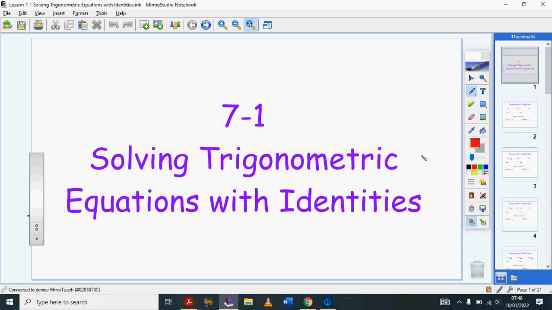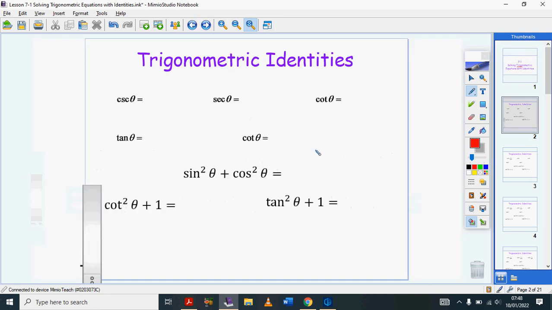So, we'll talk about solving Unit 7. We'll get started right away, solving trig equations with identities. I'm just going to remind you of some of the things we talked about before you left, and then see how we can use those identities or those ideas to solve equations.